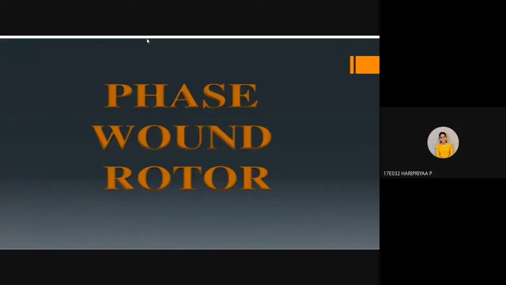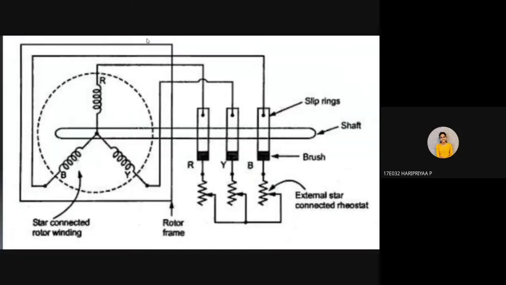Then we'll see about the phase wound rotor. It has three phases R, Y, and B. Then a rotor frame. These three phases are a star connected rotor winding. It has slip rings and the shaft in the middle. Then a brush and the external star connected rheostat.